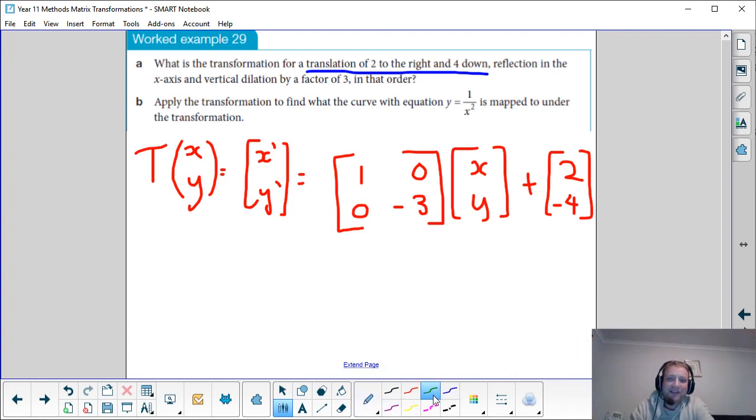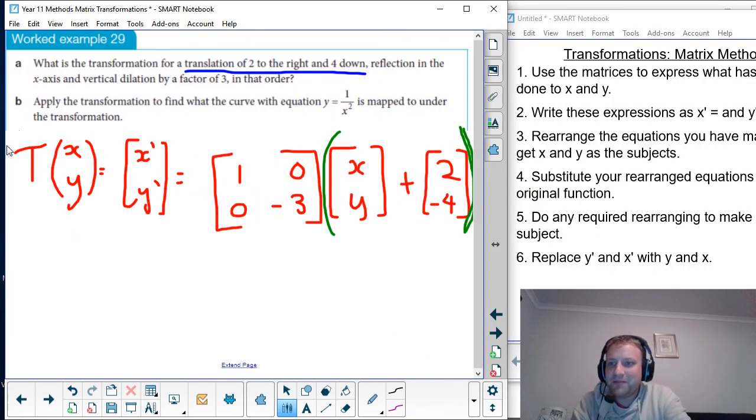And we know BODMAS still applies to matrices. If we don't do anything, the multiplication's going to happen before the addition. Thankfully, the solution's not too tough. Just put brackets around these matrices to make sure they get added together first. All right, so that's A done.